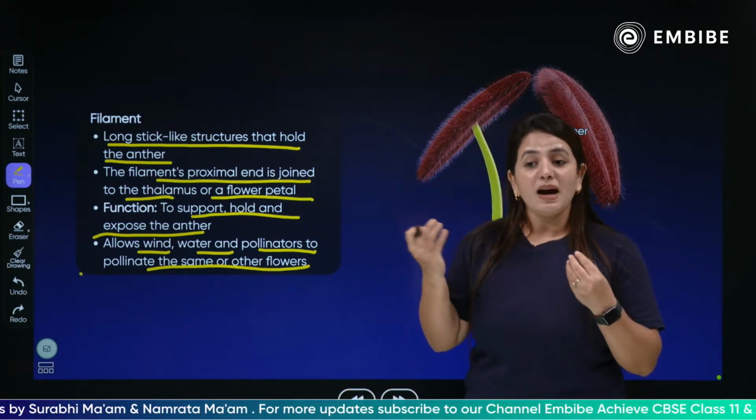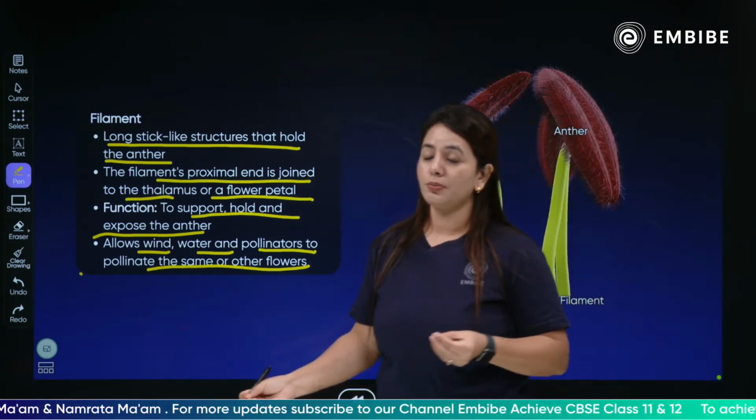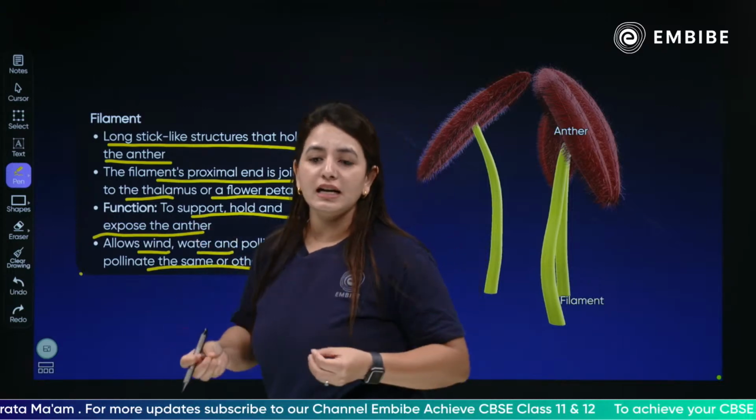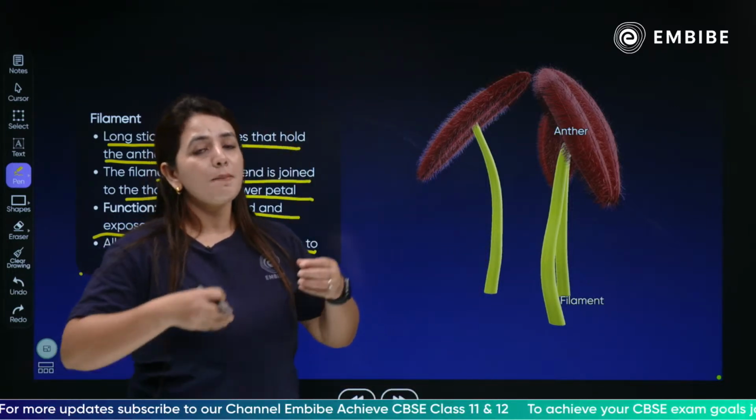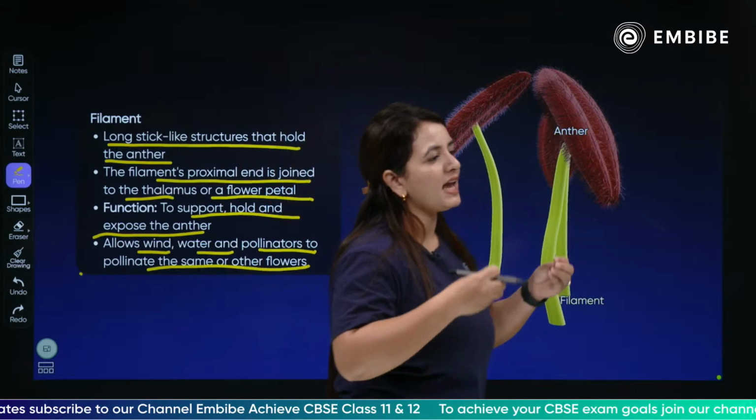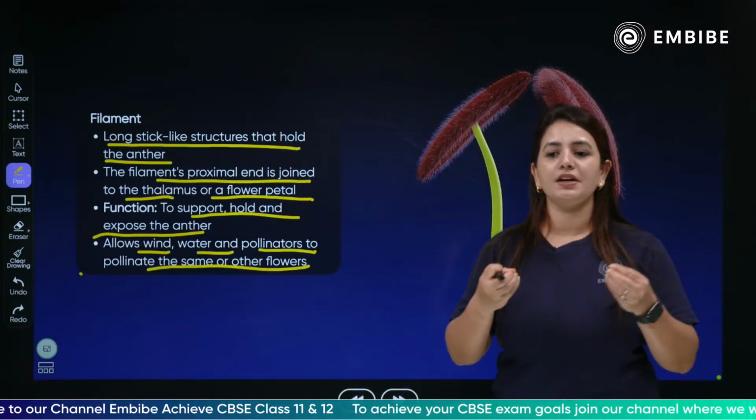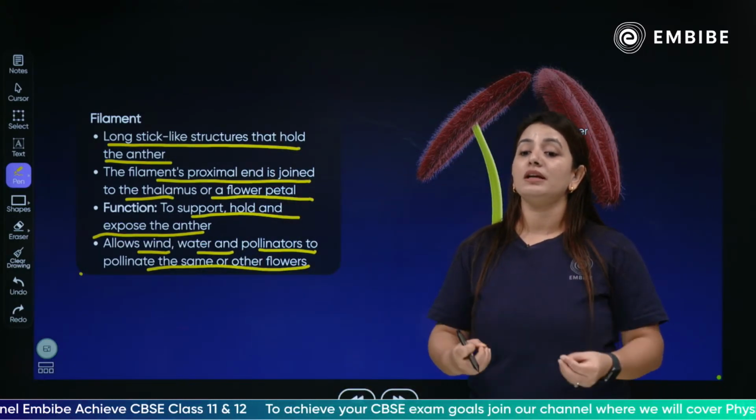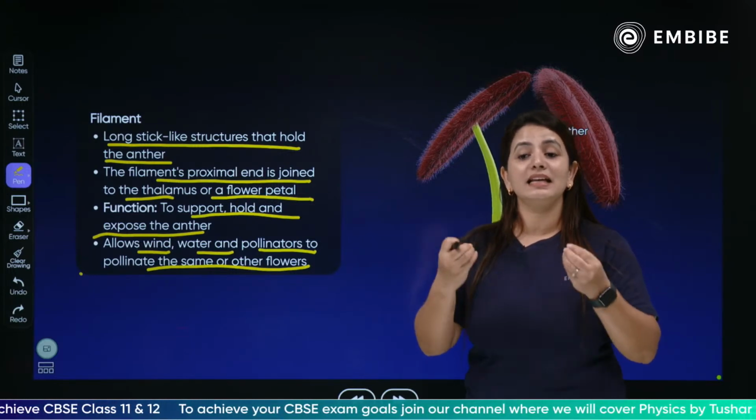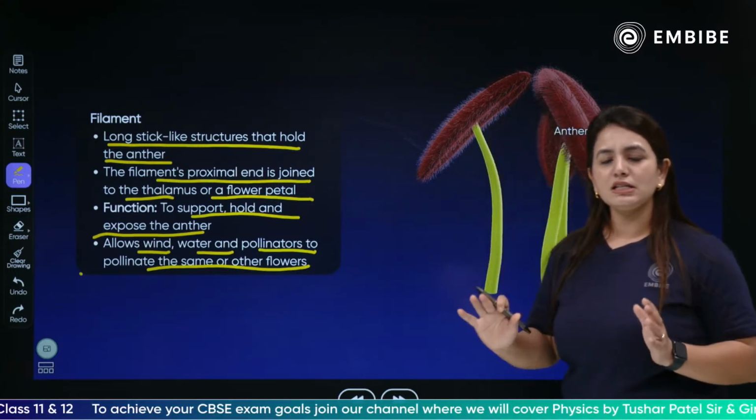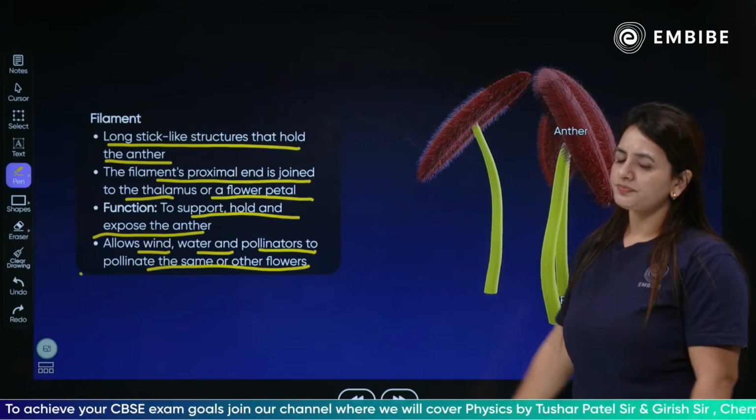It is not directly participating in the process of sexual reproduction, but it is totally supporting the male reproductive part, which is of course the anther, in helping in the dispersion of the pollen grain, which is the male gamete. Clear? So this is all about the filament.